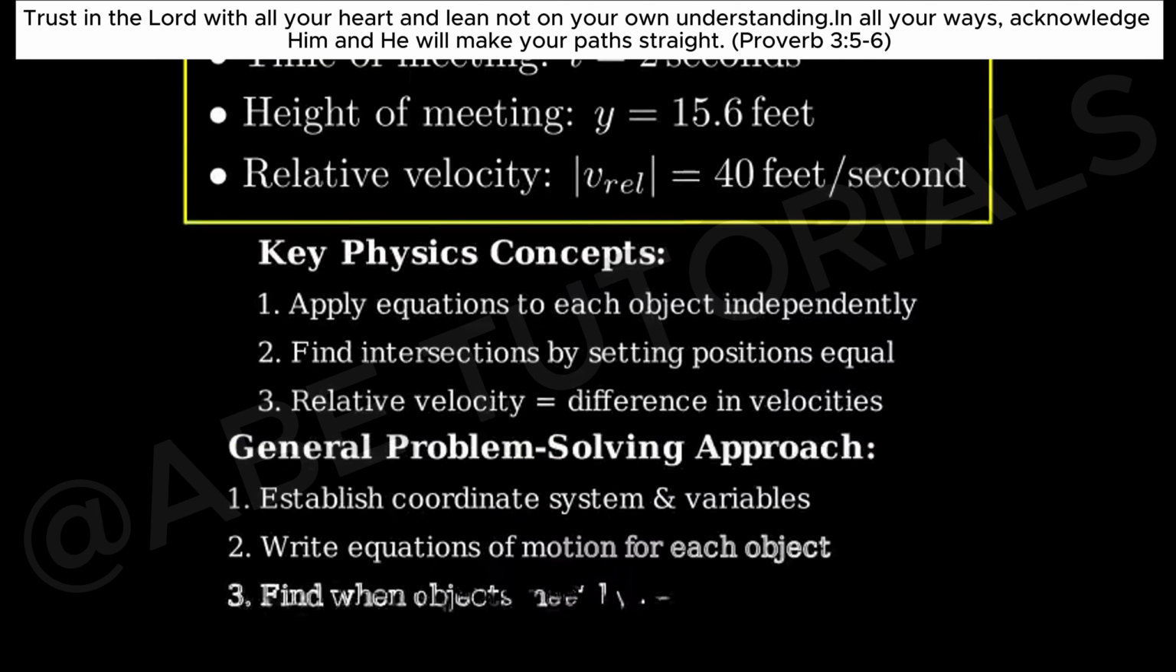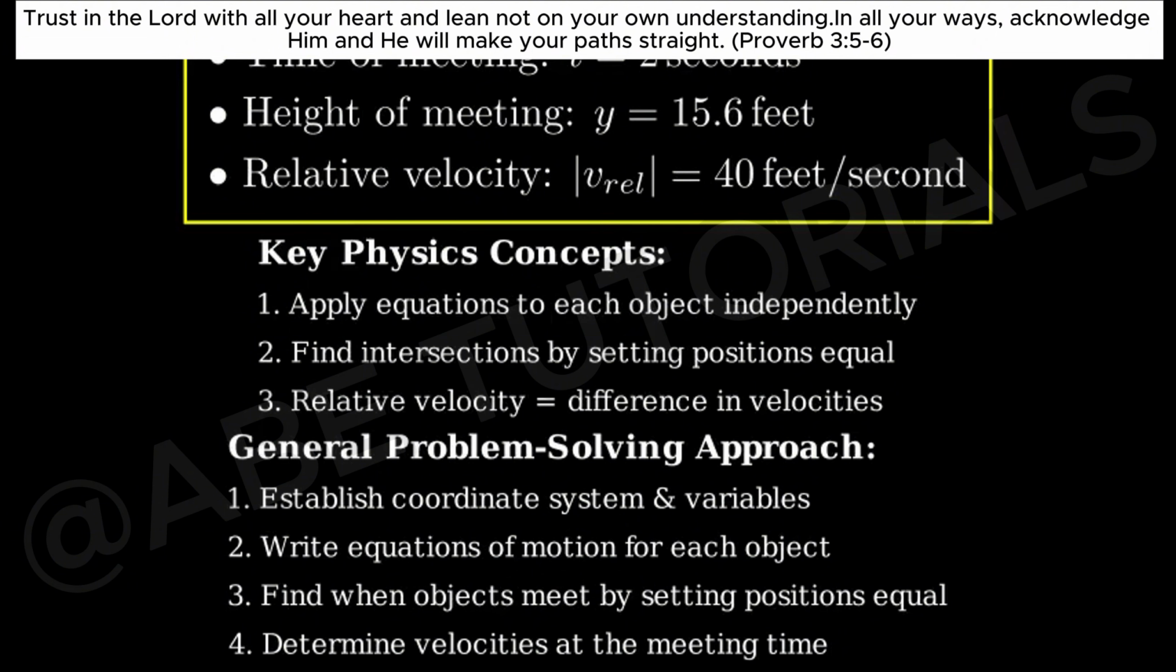The general approach we use can be applied to many similar problems. 1. Establish a coordinate system and define variables. 2. Write equations of motion for each object. 3. Find when objects meet by setting positions. 4. Determine velocities at the meeting time.